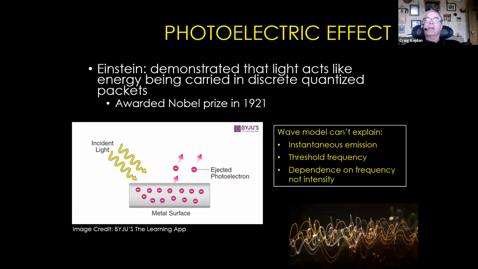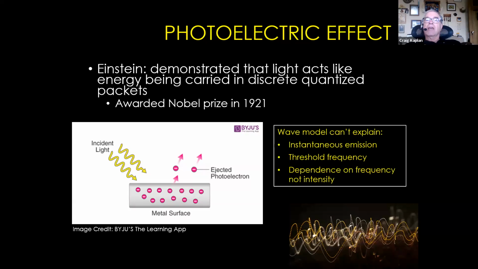A second characteristic of the photoelectric effect is called threshold frequency. That below a specific threshold frequency, no electrons are ejected regardless of the light's intensity. So if the light is below a certain frequency, no matter how long, no matter how intense you make the light, you can't eject any electrons. And this again aligns with the particle model.